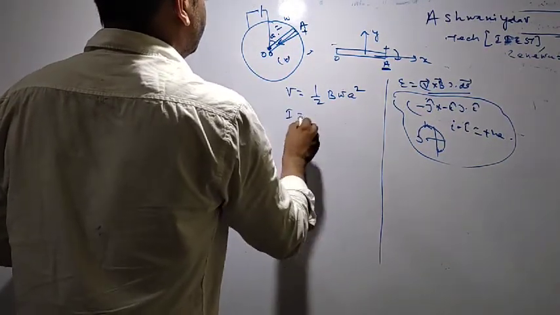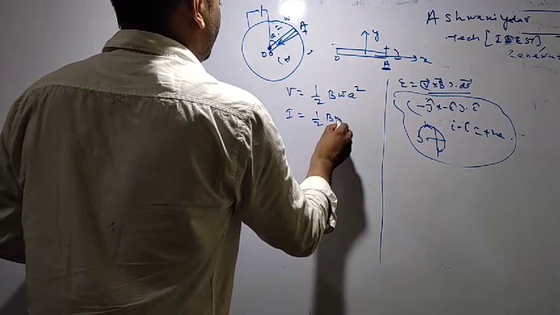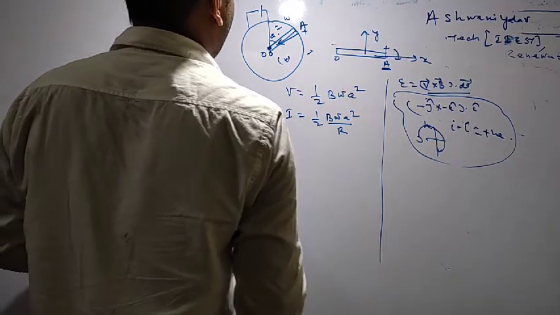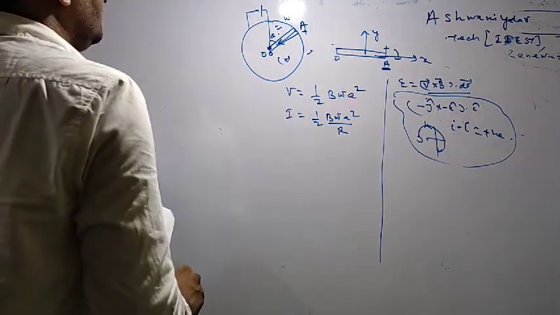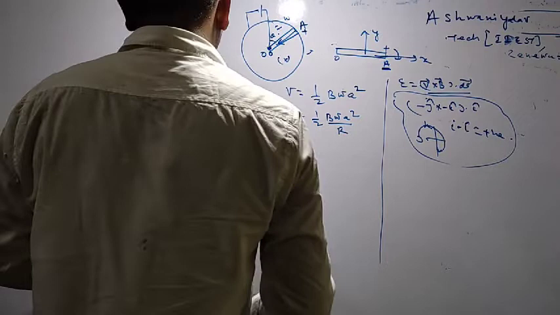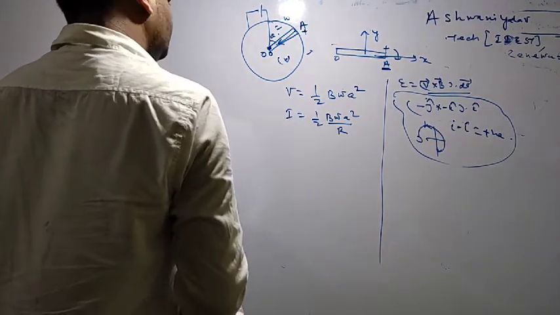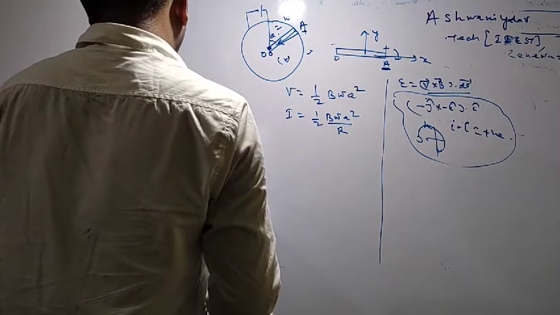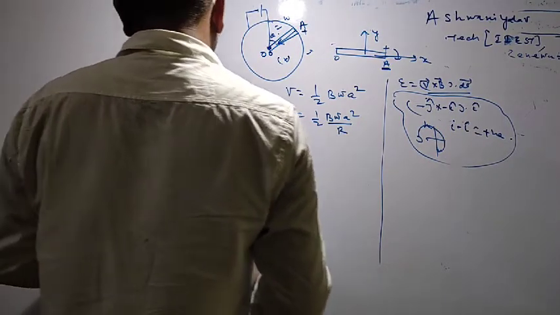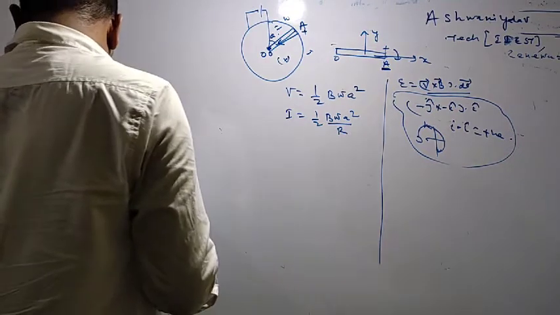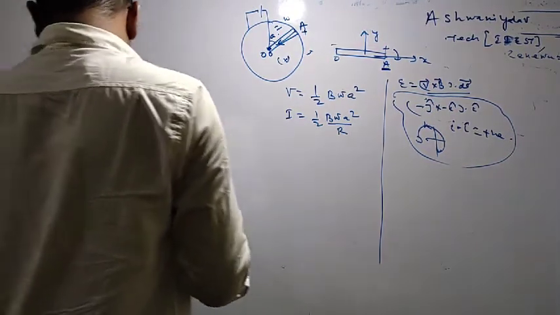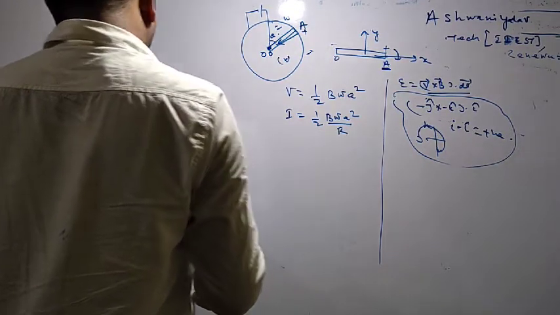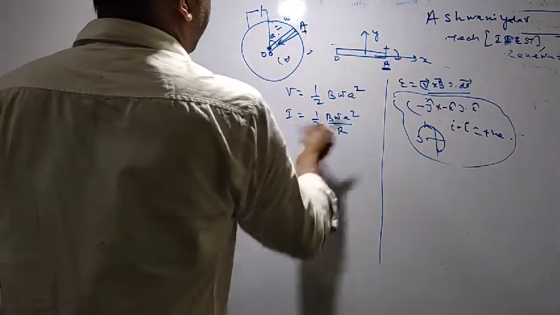Then the current is half B omega A square by R. Why have we found the current? Because we need to find the magnetic forces. And this is the current.